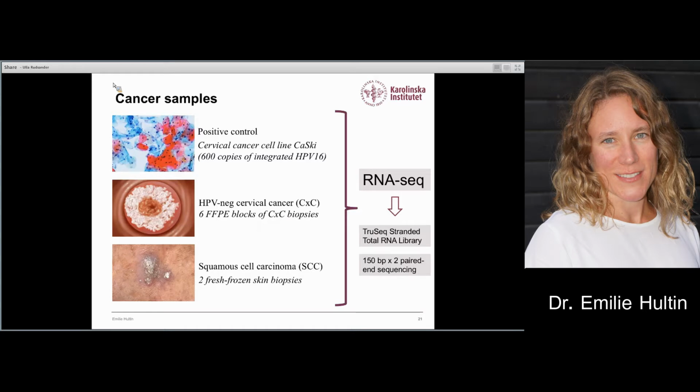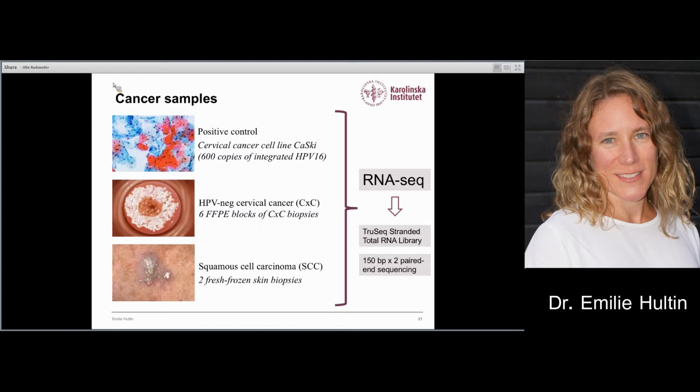Then we have HPV negative cervical cancers. And these are formalin-fixed paraffin-embedded blocks of cervical cancer biopsies. And in total, we used 6 cervical cancer biopsies. And then we have also some skin samples. We sequenced 2 squamous cell carcinomas from fresh frozen skin biopsies. And we did RNA sequencing using the TruSeq stranded total RNA library preparation kit, and we sequenced 150 base pairs paired end sequencing.